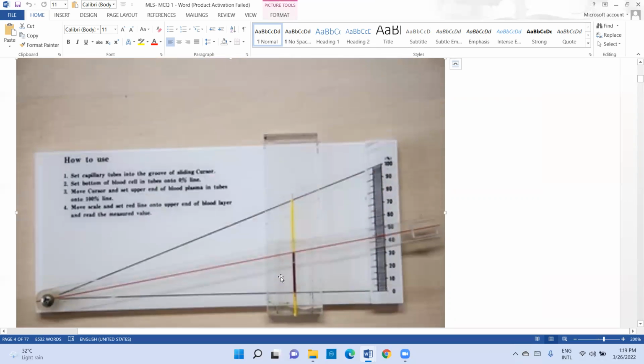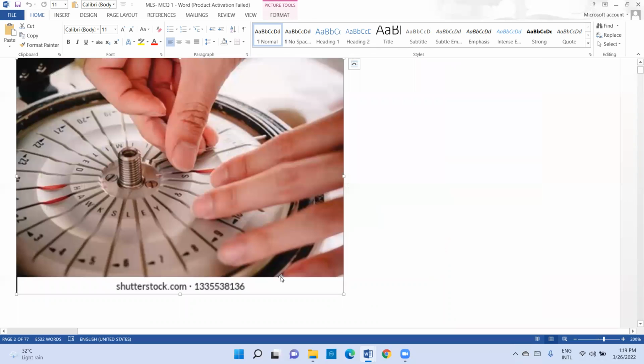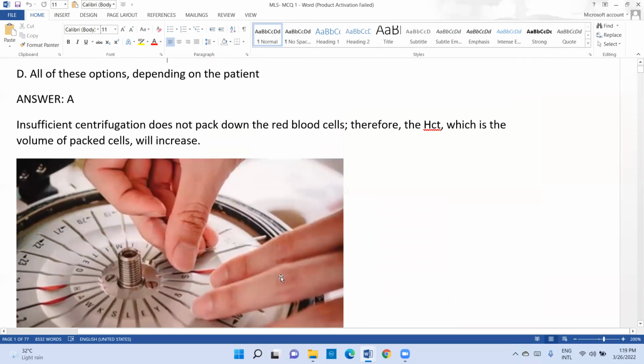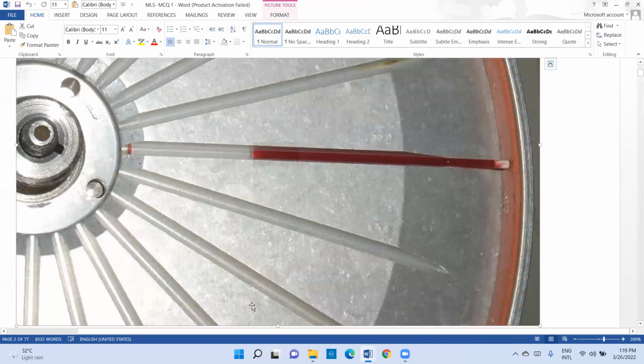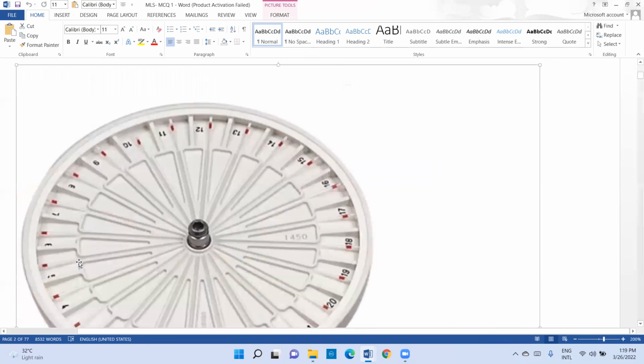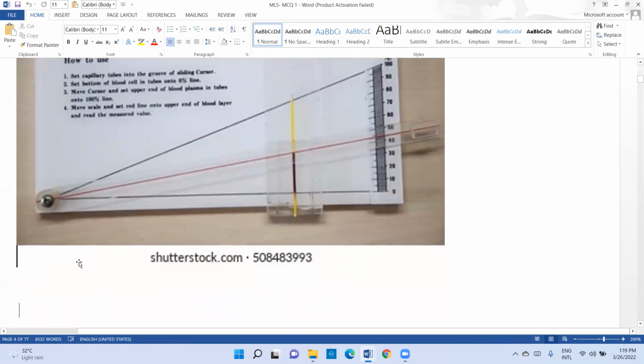So if the centrifugation speed is slow, what will happen? Insufficient centrifugation will result in a falsely high hematocrit value. It is false in this case because there is not enough centrifugation to pack the red cells properly. So we will go to question number 2.